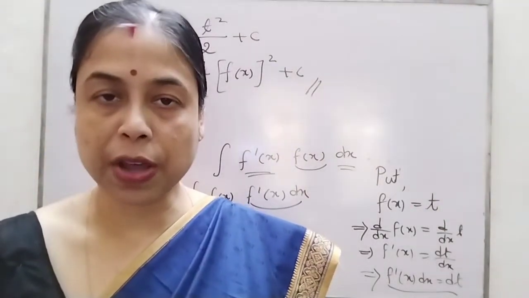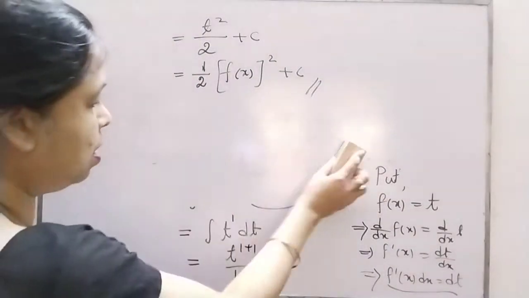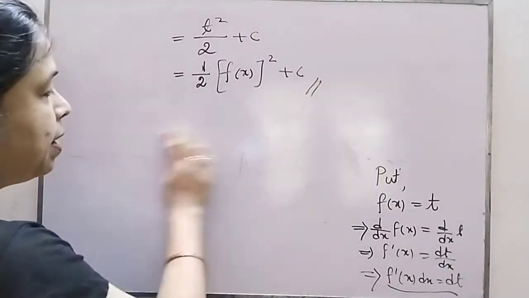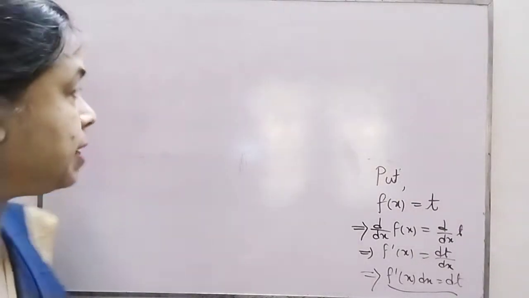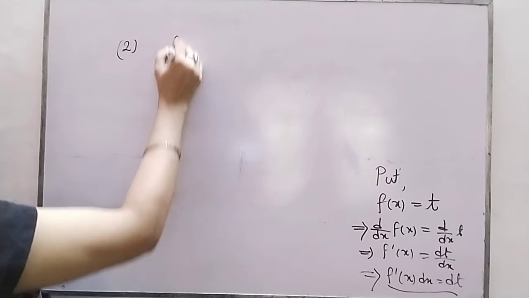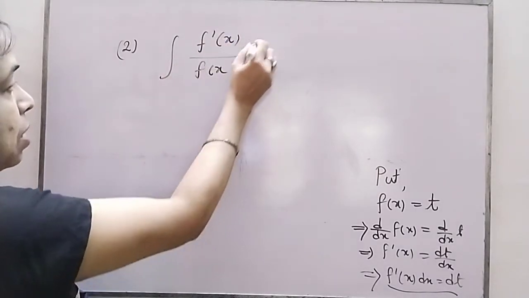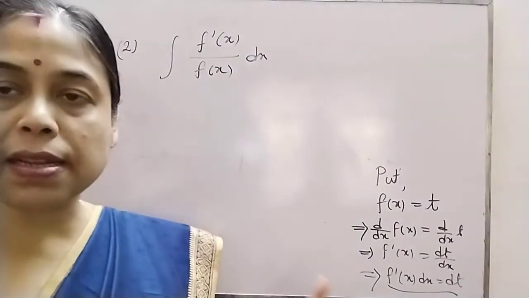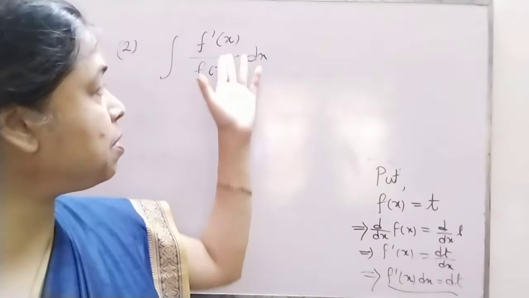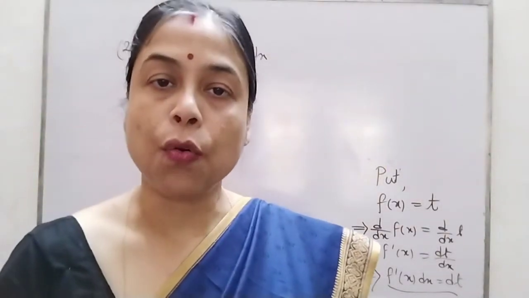Okay, hope you understand one of the methods. Sometimes the questions are in this way. Now I am going to give you another form. Sometimes this type of form also occurs. In this second form I am going to write it like this: f dash x by fx into dx. Fx is in the denominator and its derivative is present in the numerator. Always remember, the derivative must be present with dx.